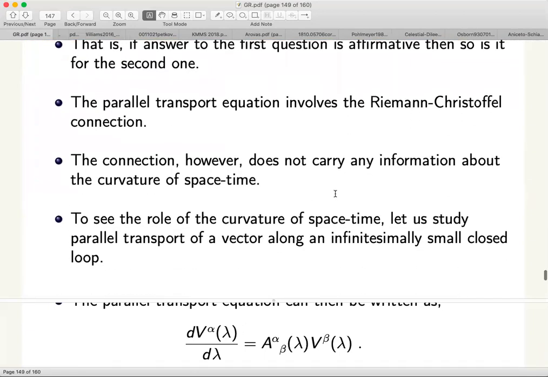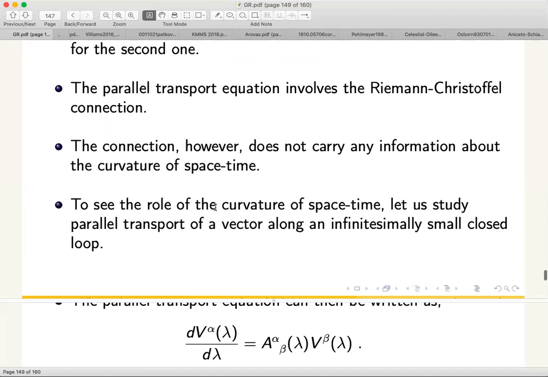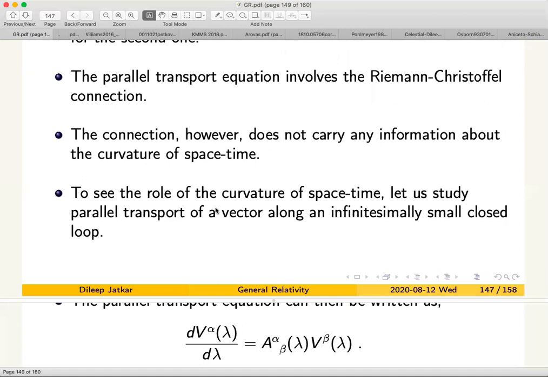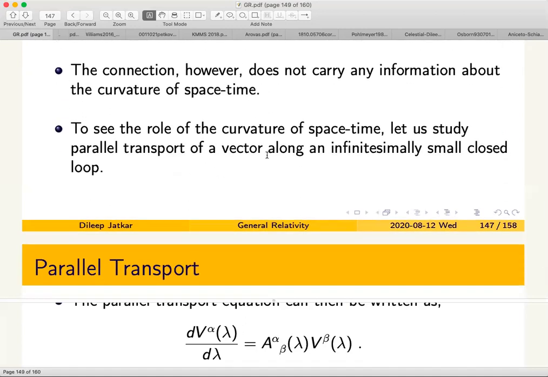But we want to know whether the parallel transport would know information about the curvature of space-time. And to figure that out, we don't really have to look at a large loop, or take x1 and x2 far away from each other. We could just look at an infinitesimally small closed loop and ask the same question. So we'll look at a small loop and ask, what if I parallel transport a vector?